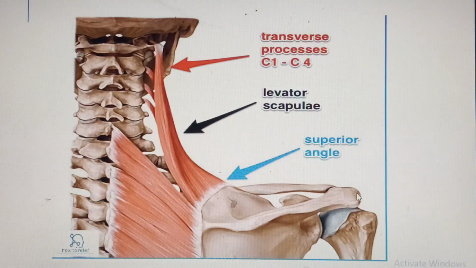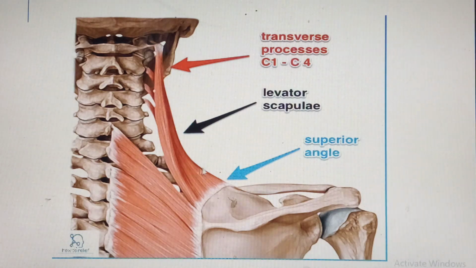Then there is another muscle which we've seen already. Taking attachment this time, look at it, not from the spinous processes but from the transverse processes, laterally, of C1 all the way to C4. Then also coming inferolaterally to insert on the dorsal aspect of the medial border of the scapula, but above the root of the spine.